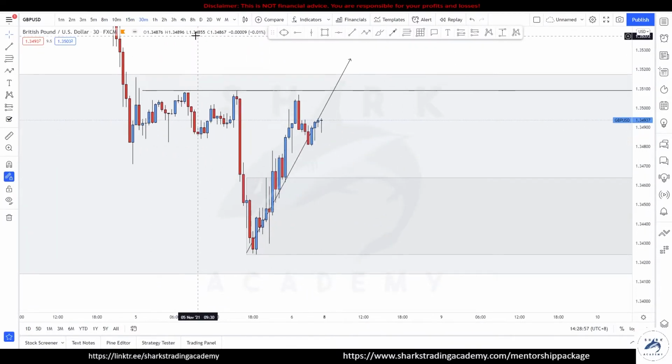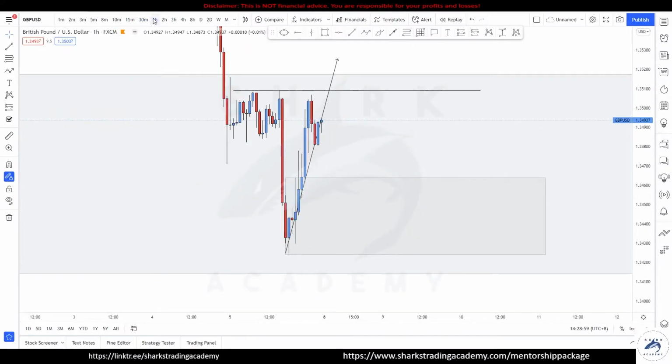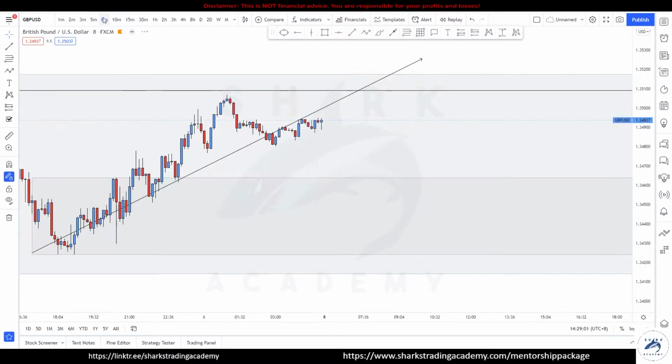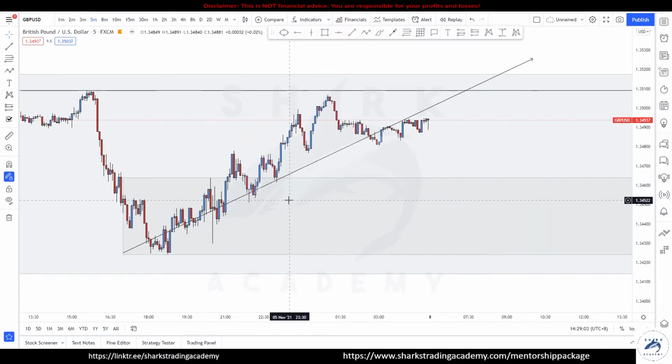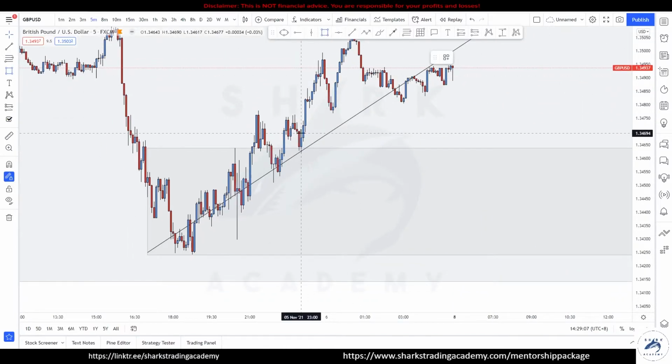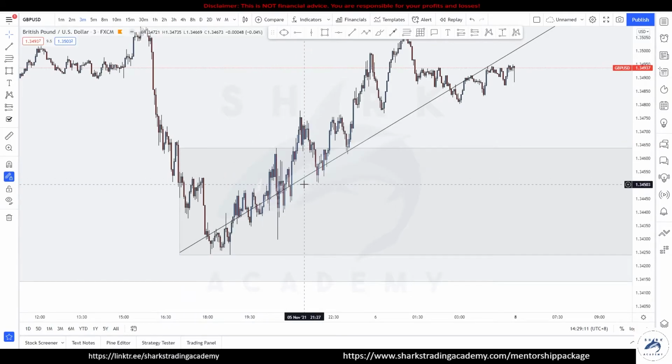And we can go down even to the lower time frames. 1 hour, 30, 15, 8, 5 maybe. And you can see there are several areas for you to work with. Okay, this is a potential one as well. On the 2 or 3 minutes, we may have potential areas like this.